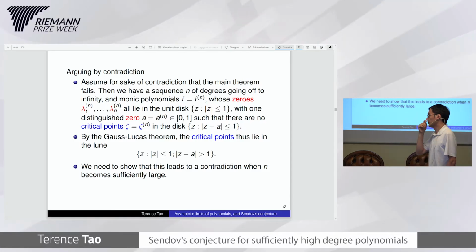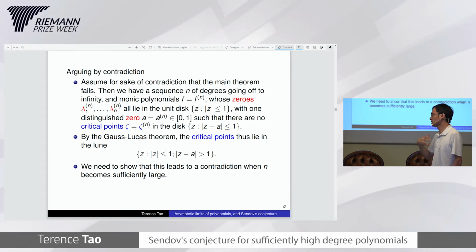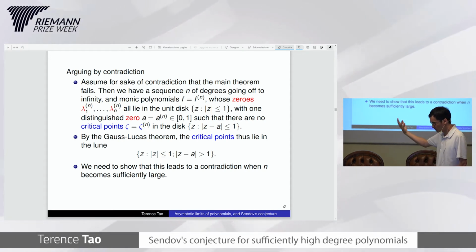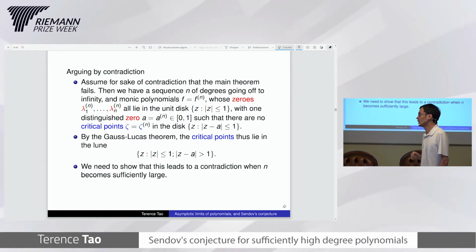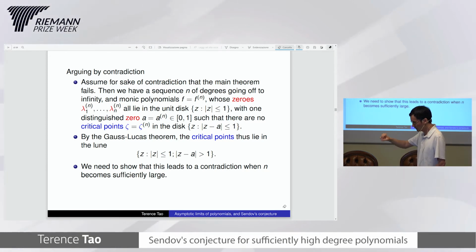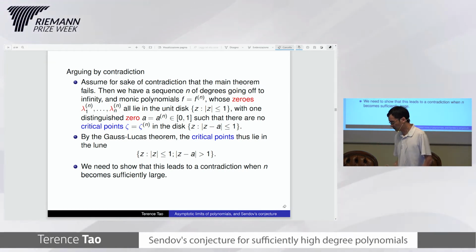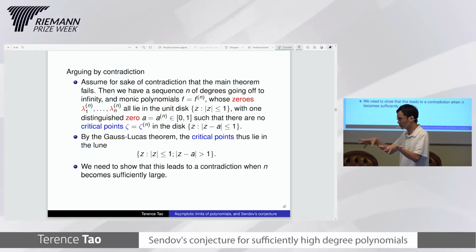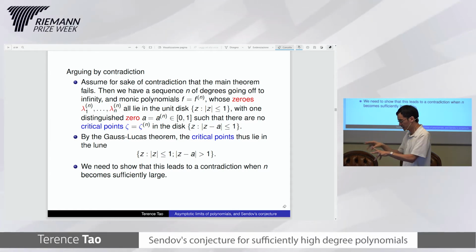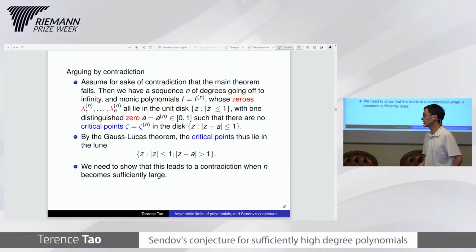All right, so let's try to start this strategy. Suppose that Sendov's conjecture is not true for sufficiently large degree. If you work out what that means, there must be some sequence of degrees n1, n2, n3, going up to infinity. For each of these n's, there is some polynomial of bigger and bigger degree. It has n zeros, more and more zeros in various places around the unit disk, and many, many critical points, also somewhere in the unit disk.